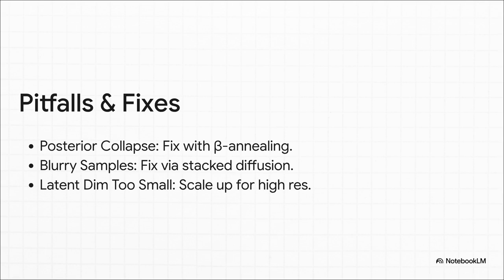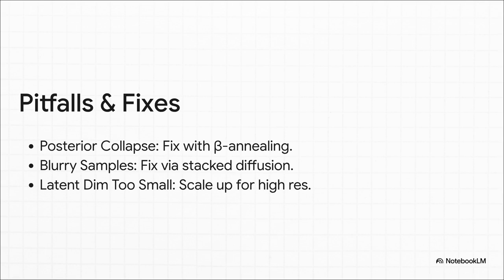The next pitfall is blurry samples. A Gaussian decoder optimizes for mean squared error, which naturally just averages out the details and leaves you with a fuzzy, soft image. The modern production fix is to either use a discrete decoder like a VQ-VAE or do what Stable Diffusion does. Use the VAE purely to compress and then stack a heavy-hitting diffusion model directly on top of those latents. Lastly, don't starve your model with a latent dimension that's way too small.